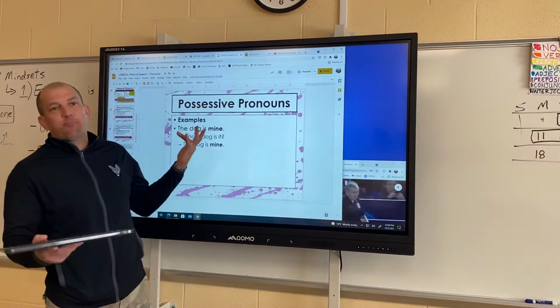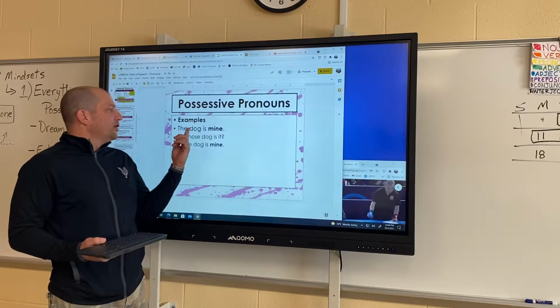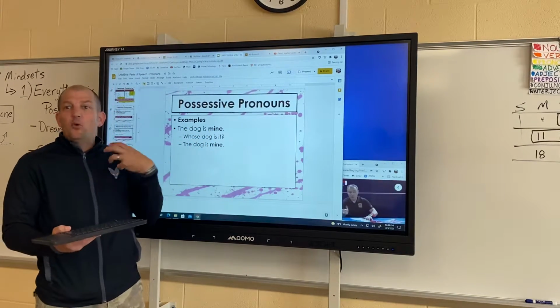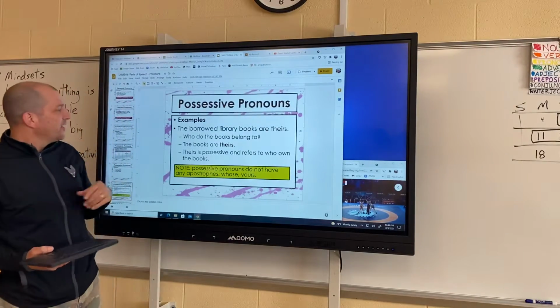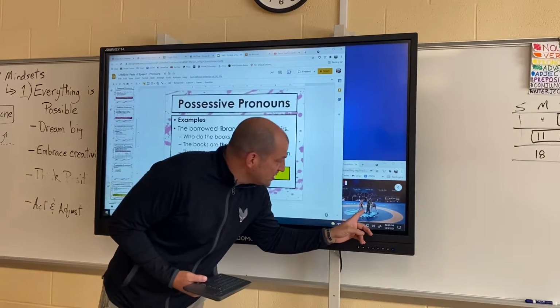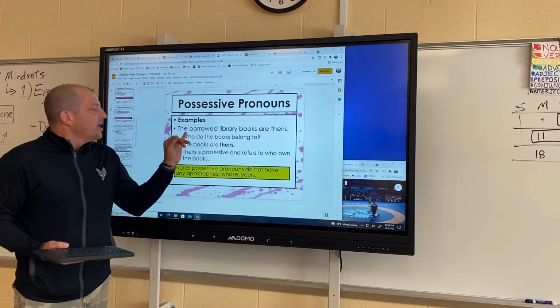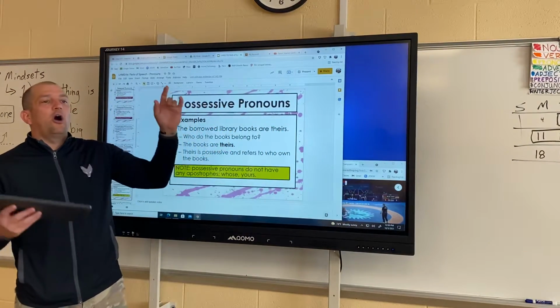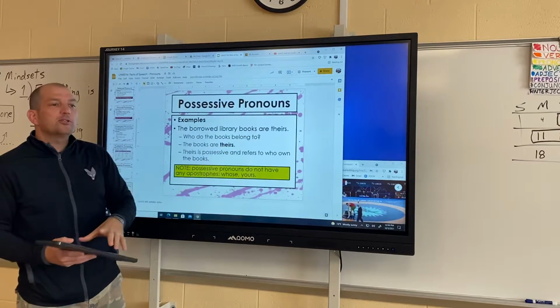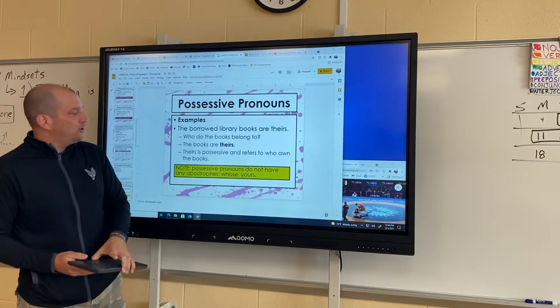Next up, here's a perfect example. Look at this example. The dog is mine. Whose dog is it? It's mine. This is first person possessive. You own that dog. Good day, sir. Have a seat in the back. Thank you. Examples. The borrowed library books are theirs. Whose books are they? Theirs. Absolutely right.